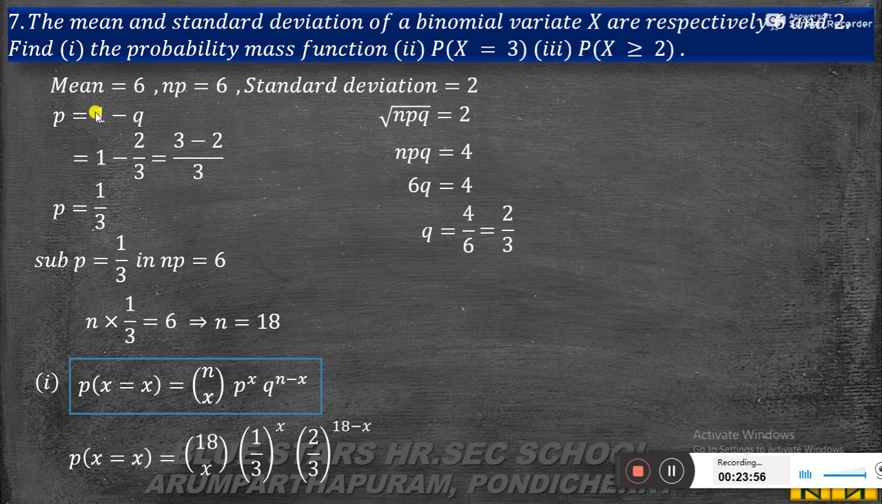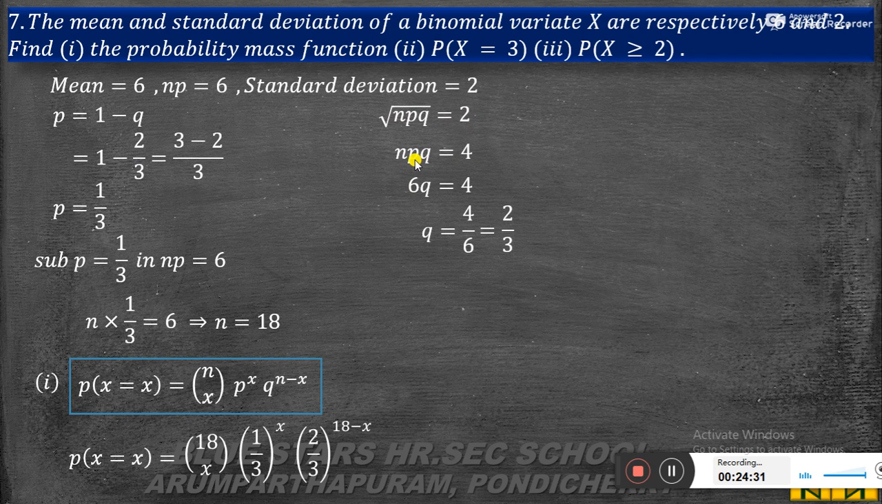So they give the mean equal to 6 and the standard deviation equal to 2. The mean formula is np, so on the left hand side I write np equal to 6. Next, the standard deviation formula is square root of npq, so I write the square root of npq equal to 2 on the right hand side. In the next step I remove this square root by taking the square on both sides. So npq equal to 2 square, which is 4.